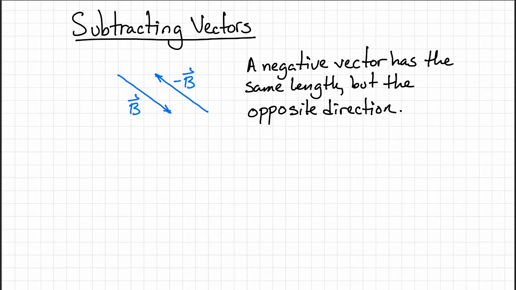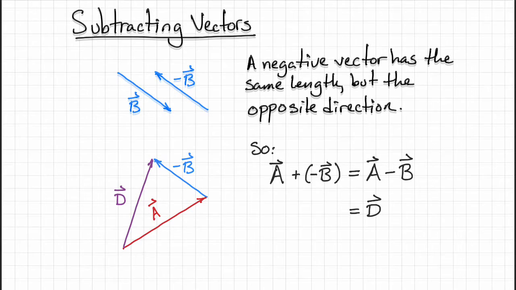To subtract vectors, we simply add the negative vector. A negative vector has the same length but is in the opposite direction. So A plus negative B is the same as A minus B.